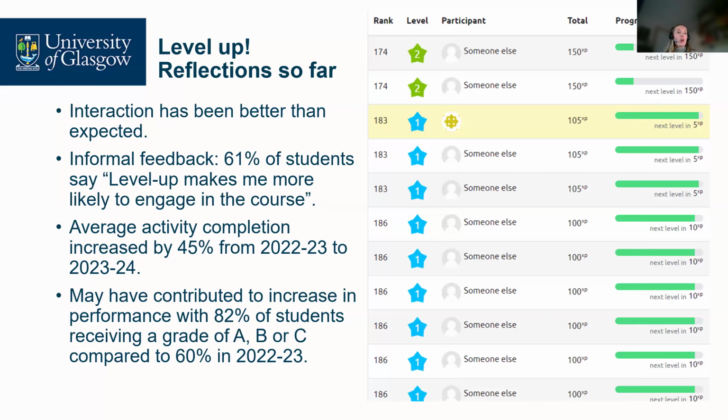We did ask for some informal feedback from students. 61% of our students said that Level Up makes them more likely to engage in the course. So it really was having that positive effect that we were hoping for. Our average activity completion increased by 45% from the year before to the year that we introduced this. And also we did see a slight increase in the performance in our course. It might not have anything to do with Level Up. We know as statisticians, correlation doesn't imply causation, but we did see an increase in performance the year we introduced Level Up.